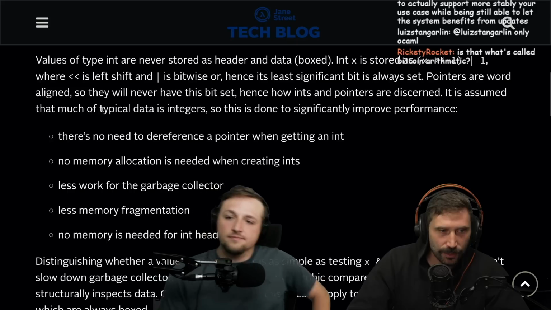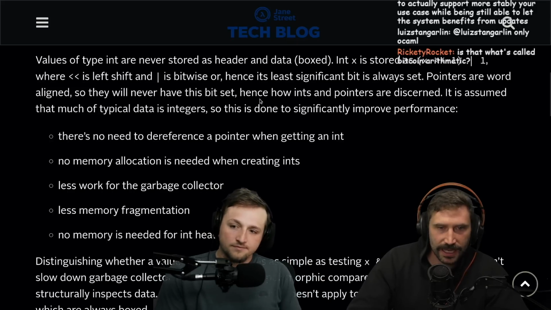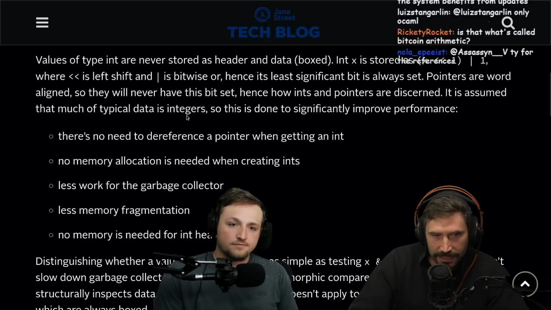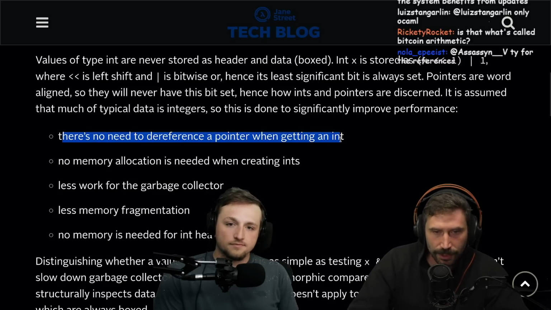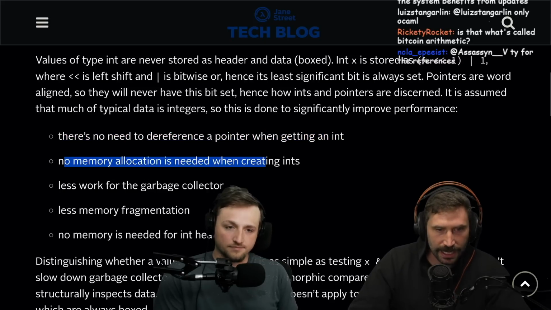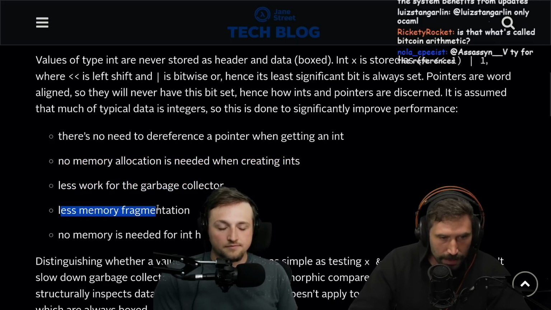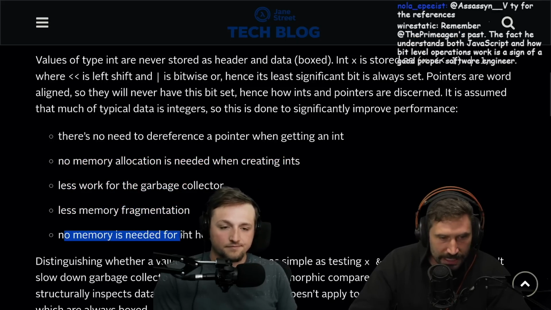Pointers are word aligned, so they'll never have this bit set, hence how ints and pointers are discerned. It assumes that much of the typical data is integers, so this is done to significantly improve performance. There is no need to dereference a pointer when getting an int. No memory allocation is needed when creating ints. Less work for the garbage collector. Less memory fragmentation. No memory is needed for int headers.